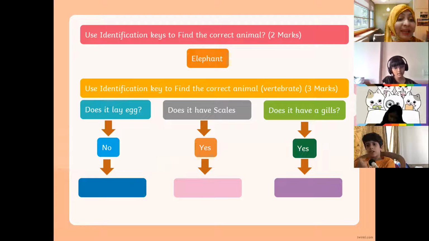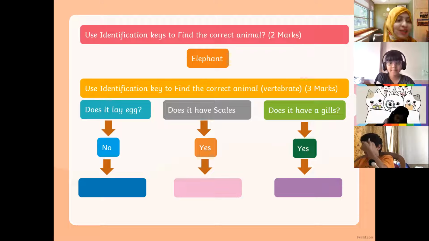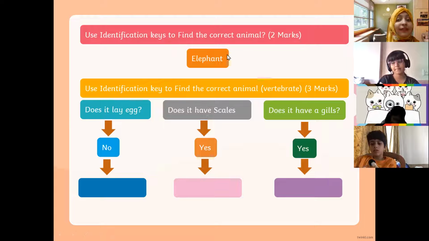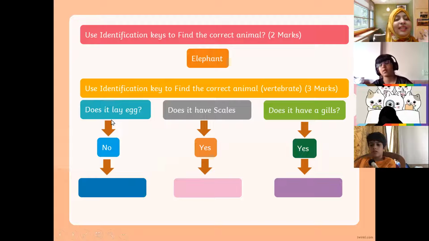We have played a game also. We have to just ask 5 questions or write 5 questions. You have to write 5 questions for elephant, okay? For elephant, not for the vertebrate animal. For vertebrate, I just need the category.